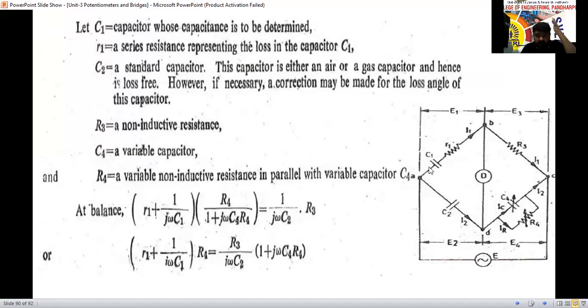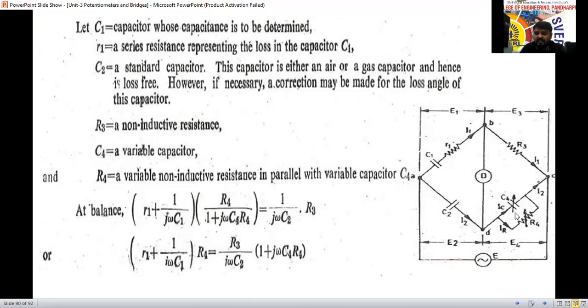See here, the capacitance C1 we consider as the unknown capacitance. C1 is the capacitor whose capacitance is to be determined. And R1 is a series resistance representing the loss in the capacitor, whatever the dielectric loss is. And C2 is the standard capacitance. R3 is a non-inductive resistance, C4 is a variable capacitor, and R4 is a non-inductive variable resistance that we have used here.